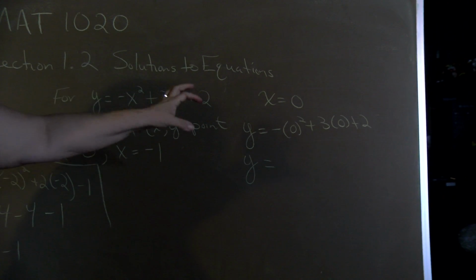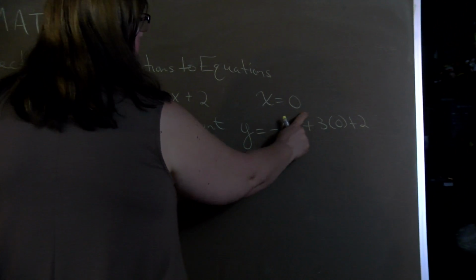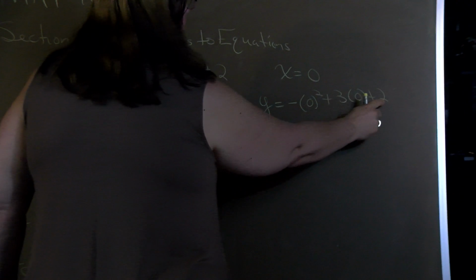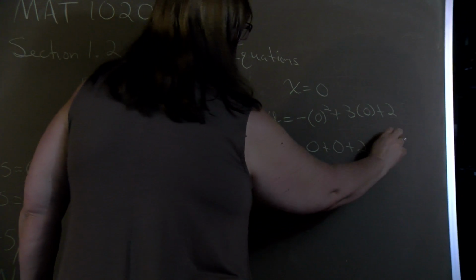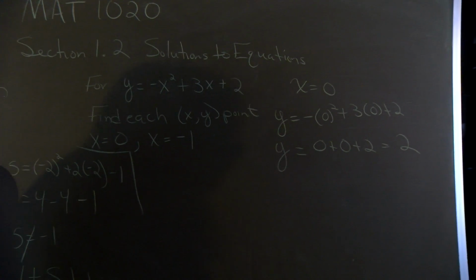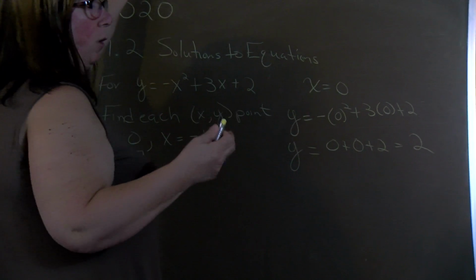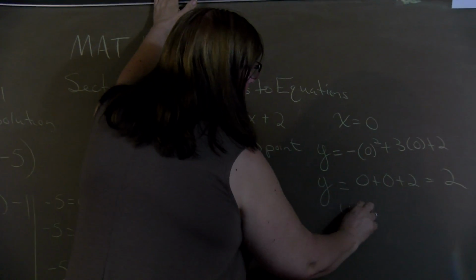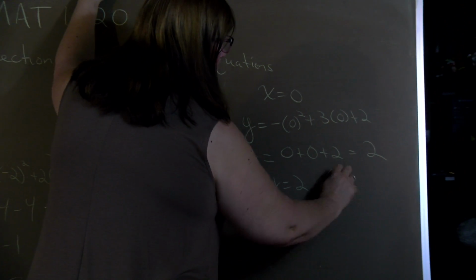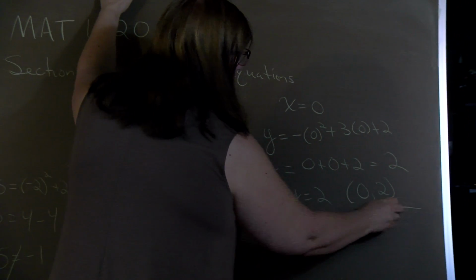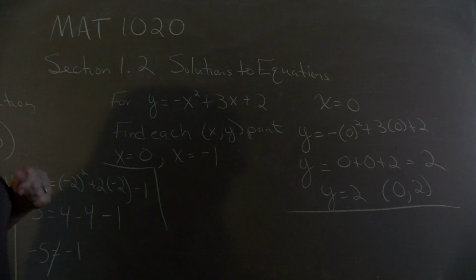Now when you have a polynomial, you always end up with a constant. Because this is 0 plus 2 gives us 2. So our point, and be careful, if they want the y value, y equals 2. If they ask for the point, it's the point 0, 2. So you do want to make sure that you answer it correctly.